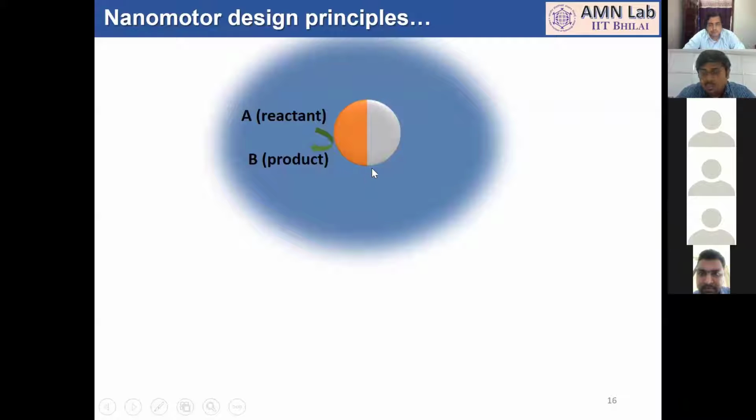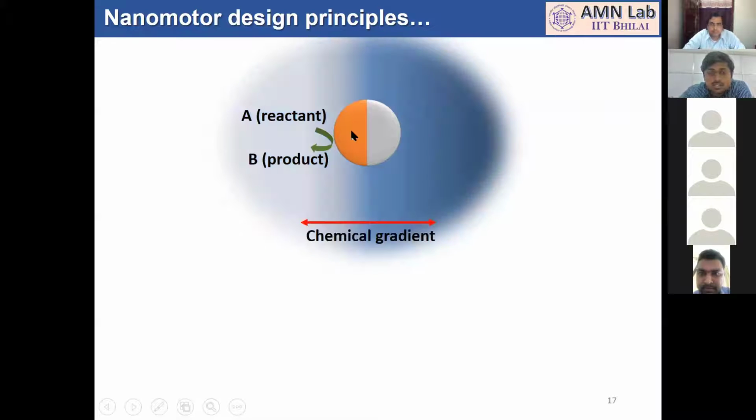If we put this Janus particle in a chemical environment or medium, then simply this side decomposes the chemical. Since the reaction happens only on one side of the particle, this basically creates a chemical gradient around the particle. Here you will have more chemical, here you will have less chemical. So this is making a chemical gradient across the particle surface.